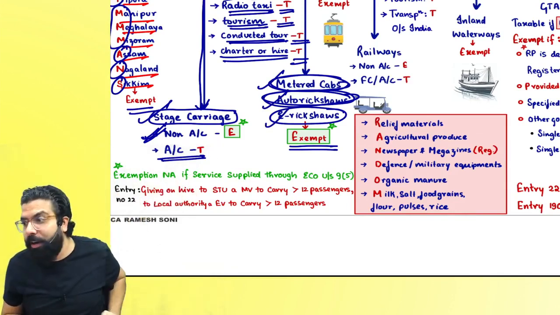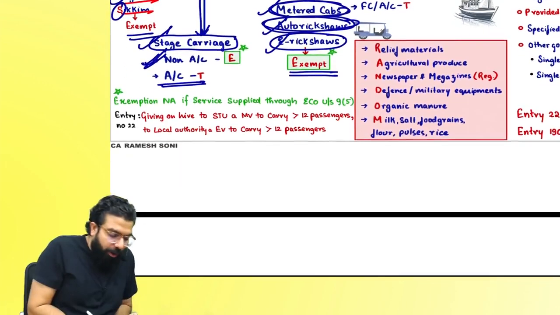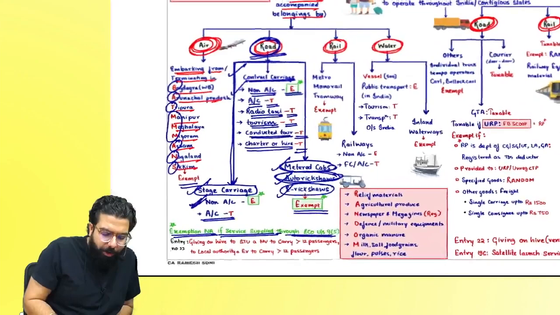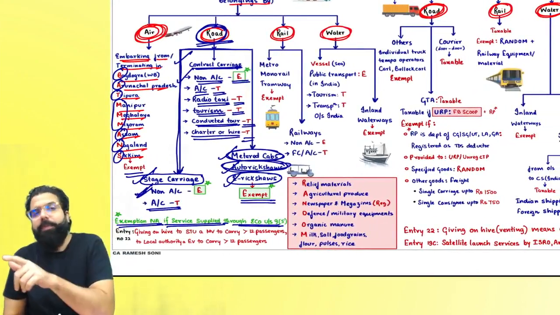It will no more be under exemption. So you remember, exemption is not applicable if services are supplied through an e-commerce operator under Section 9(5).